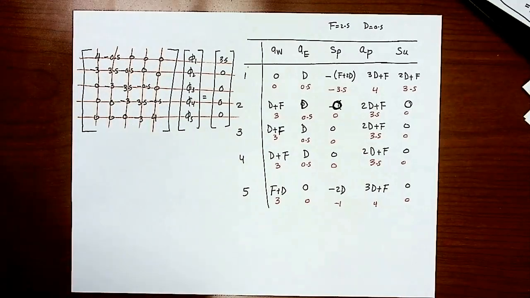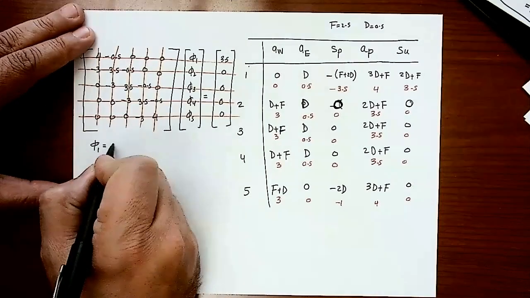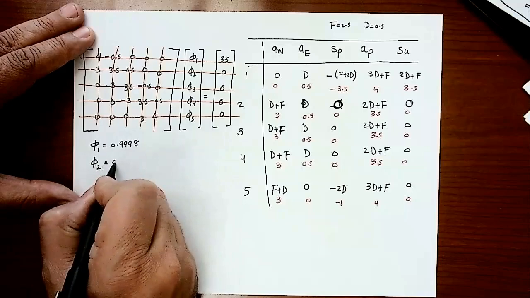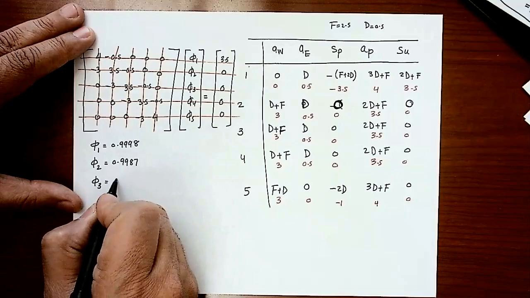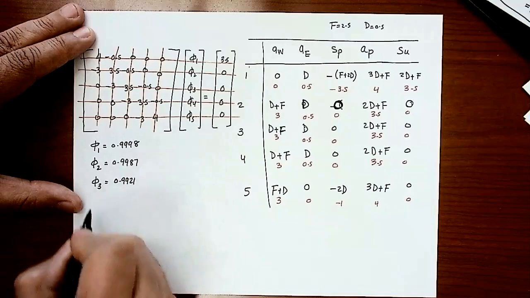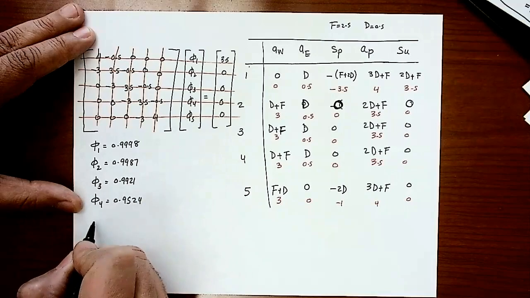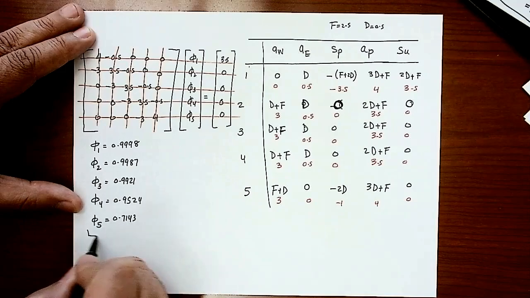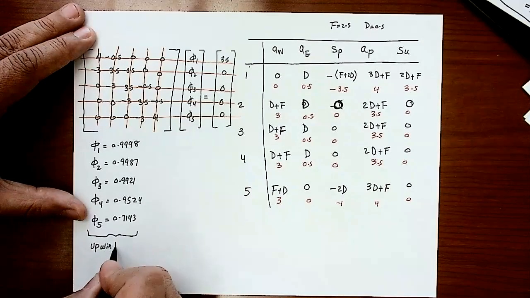Then you can solve that matrix using MATLAB and get the values. I got phi 1 equal to 0.9998, phi 2 equal to 0.9987, phi 3 equal to 0.9921, phi 4 equal to 0.9524, and lastly phi 5 is equal to 0.7143. So these are the values numerically we got when we use the upwind differencing scheme.